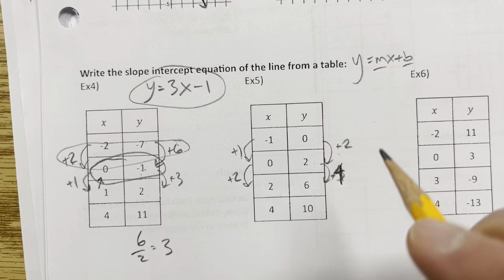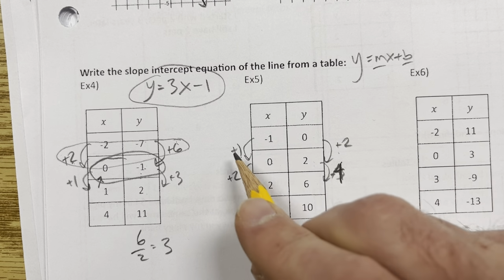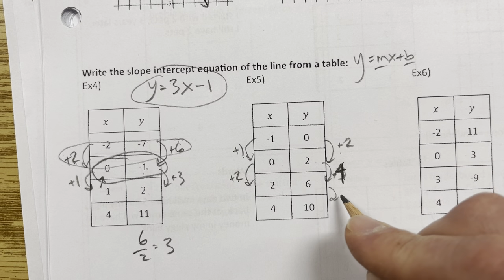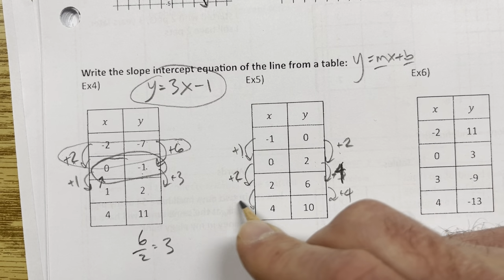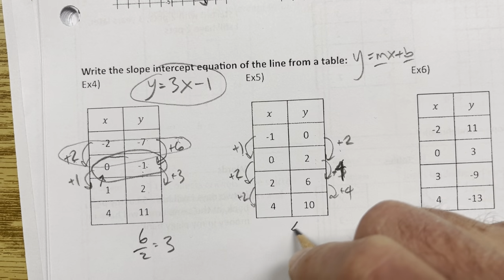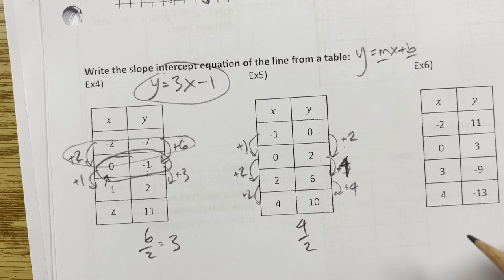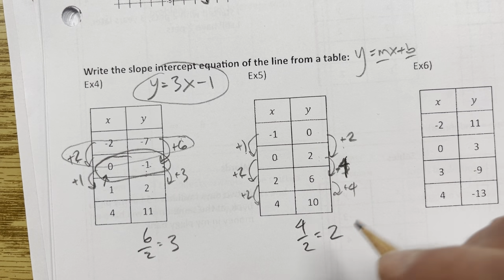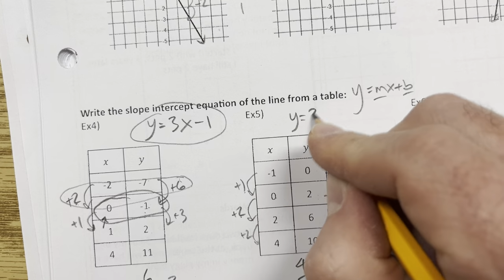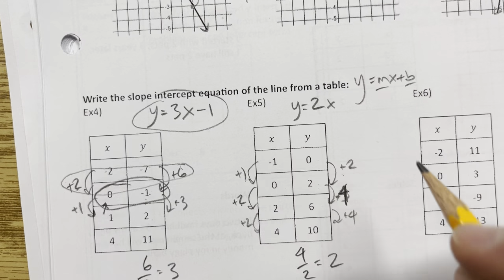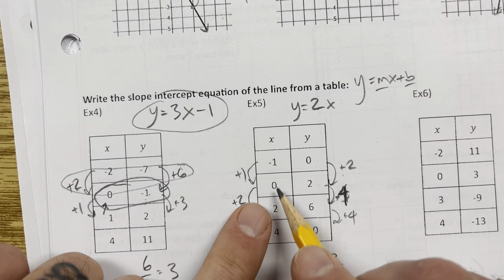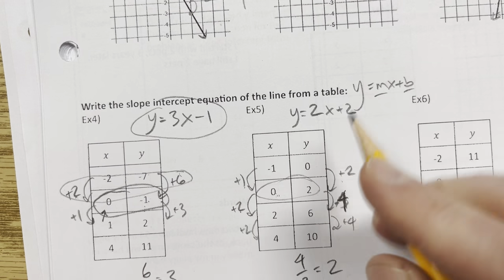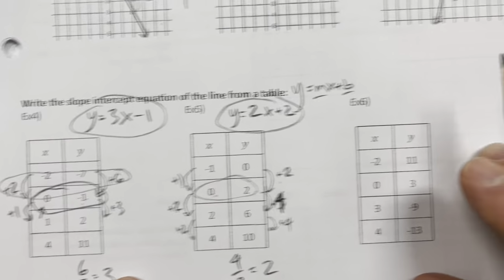Silly Mr. B. Okay, change in y over change in x. 2 divided by 1 is 2. 4 divided by 2 is 2. We can check this one. This is another +4, and this is another +2. Okay, 4 divided by 2. Change in y on the top, change in x on the bottom. So I've got 4 divided by 2, which is 2. Y equals 2, there's my slope, times x. Now I need my y-intercept. I can just check where x is 0, it's right here. My y-intercept is 2. There's my slope-intercept form.